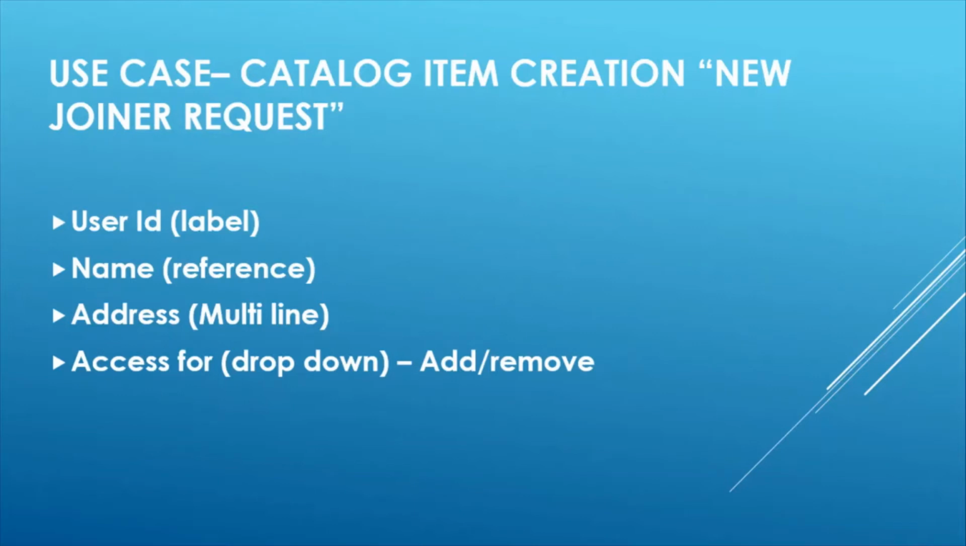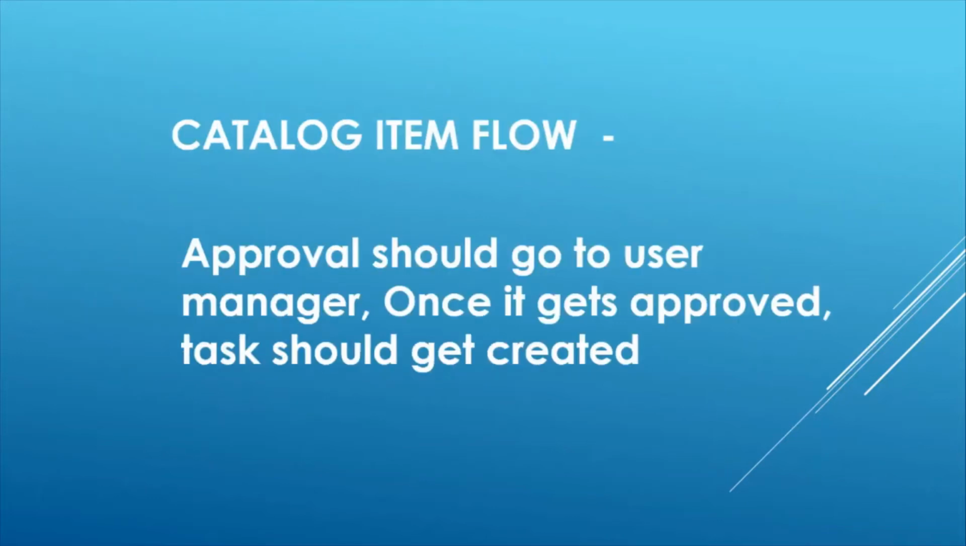Okay, so we are going to implement the use case where we create a new joiner request catalog item. Along with this, we'll be creating some variables like user ID, name, address, access for, and we'll try to implement the flow. I mean, how it should work. So our flow would be something like this. First, once we submit our request, it should go to the user's manager for approval. Once it gets approved, a task should get created.